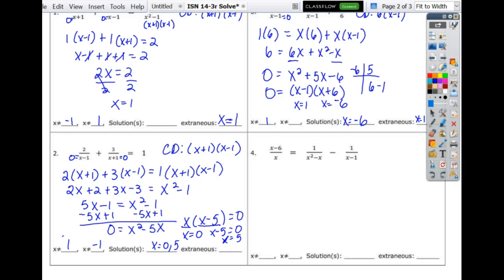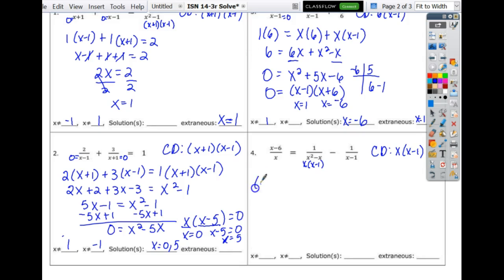So on the last one, I know I have an x and an x minus 1. What happens with the x squared minus x? What do they have in common? So this is x times x minus 1. So you don't need another one of those. You already have them.